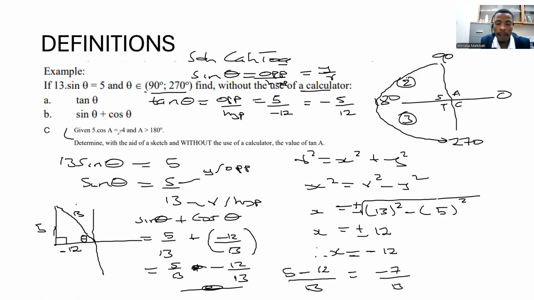So, they say now another one. Given 5 cos A is equal to minus 4, and A is greater than 180. So it means if it's greater than 180, it is between the third quadrant and the fourth quadrant. All right. So then you will say, 5 cos A is equal to minus 4. Allow me just to write here, and then you'll say cos A is minus 4 over 5.